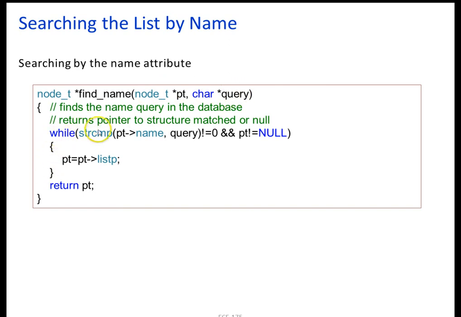As long as string compare, which is going to look at the name component of the linked list and query, as long as they're not equal, and we haven't found the null pointer, then we just replace point with point->link_p, and that goes to the next link on our linked list. When we finally get done and jump out of this, it means that we've found the particular link that has query in it for the name, and so we just return that to the main program.